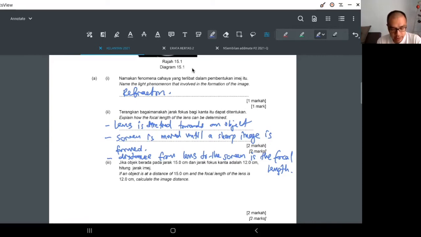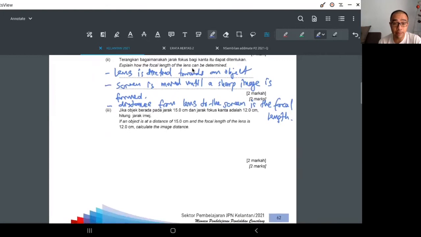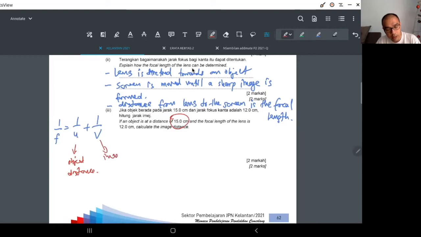If an object is at a distance of 15 centimeters and the focal length is 12 cm, what is the image distance? This is the standard formula. The lens formula is 1/f = 1/u + 1/v. f is the focal length, u is the object distance, which is given already, and v is the image distance. At first glance it's pretty simple because the focal length is given. So 1/12 = 1/15 + 1/v, sorry.